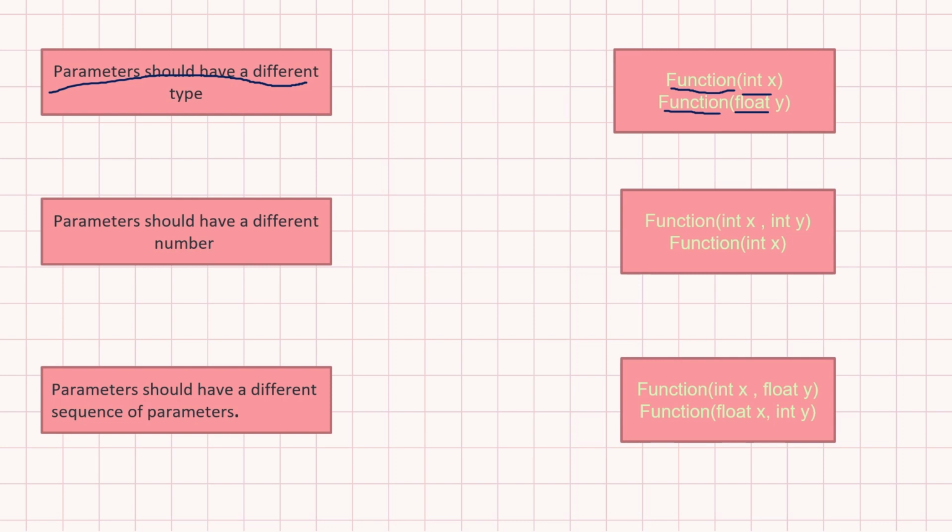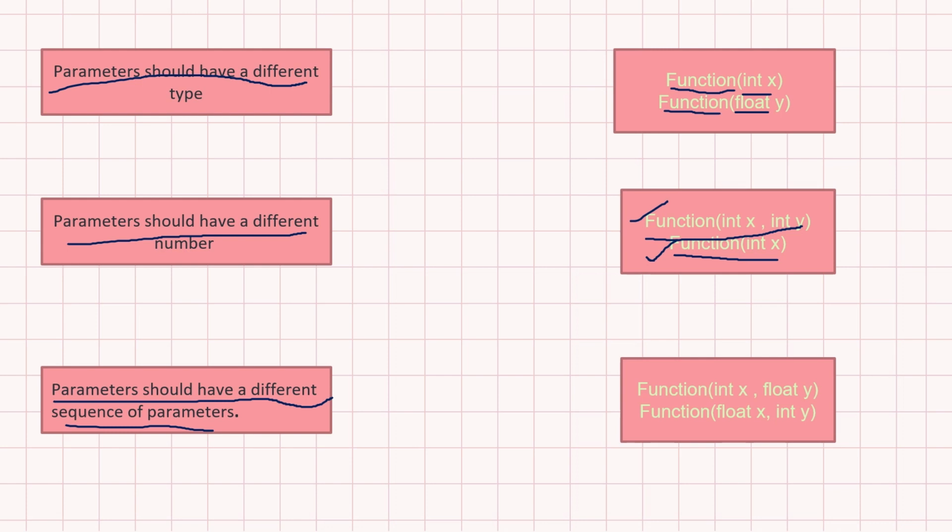Now we have to move forward. Our second rule is parameters should have a different number. If function number one has two parameters and function number two has just one parameter, it means that the compiler will differentiate between this function and that function. Now the third rule is parameters should have a different sequence of parameters.